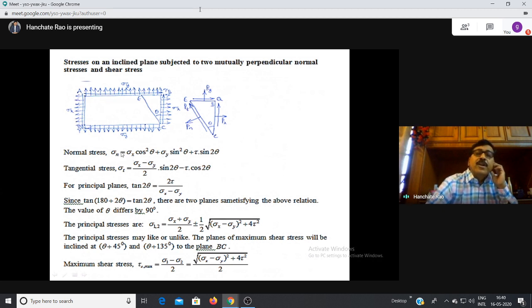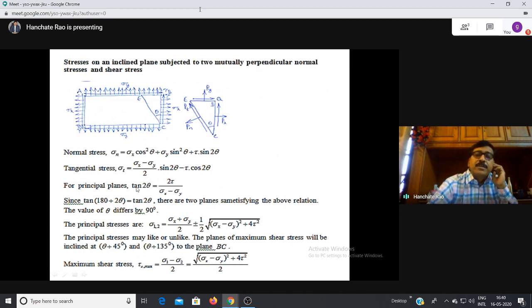He has given us what is sigma n. Sigma t is equal to sigma x minus sigma y by 2 sin 2 theta. Tau is not there. So substitute sigma x and sigma y values. Sigma n and sigma t values are given. We want to find out sigma x and sigma y. So two equations and two unknowns; solve for sigma x and sigma y from this equation. This is good enough. We need not really worry about anything else.